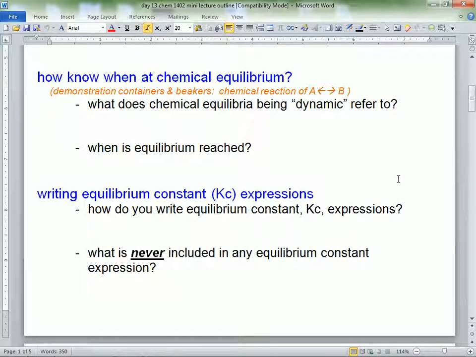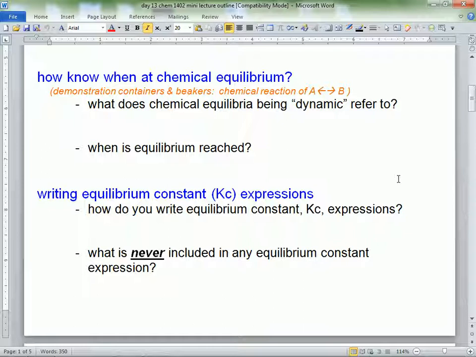Okay. So how do you know when you're at equilibrium? So I need some help. Vivian and Gabby, come on up. I need your help. So you guys don't have to answer anything. You just have to do stuff. So come on up here. Are we at equilibrium?